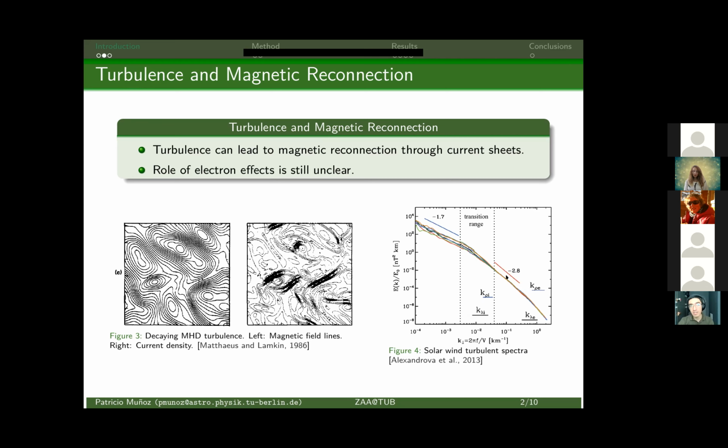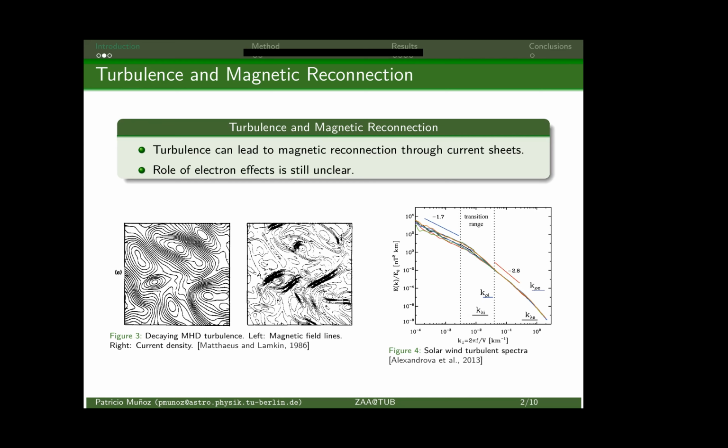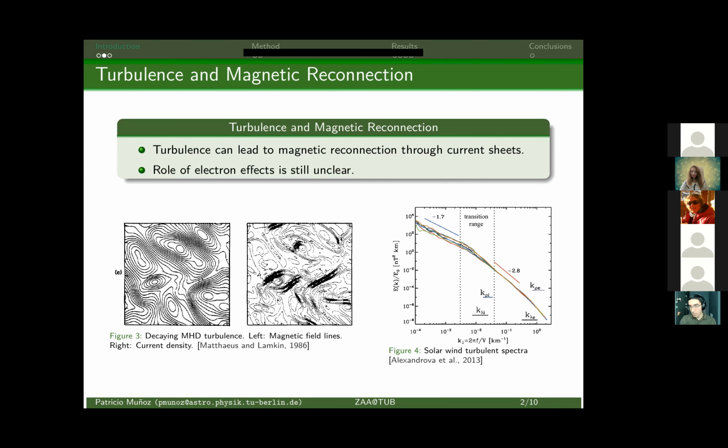This has been studied quite a lot by hybrid simulation and spacecraft observation in the last 20 or so years. But the challenge now is to understand what is the role of electron effects in this process. Electron effects are really a challenge, not only for spacecraft observation due to the limited time resolution, but also for numerical simulations, because they require resolving the smallest kinetic scales, as well as the large scale where the energy is injected into the system.